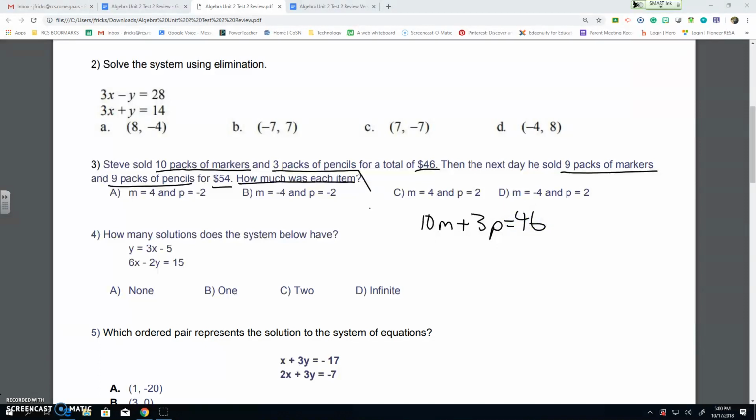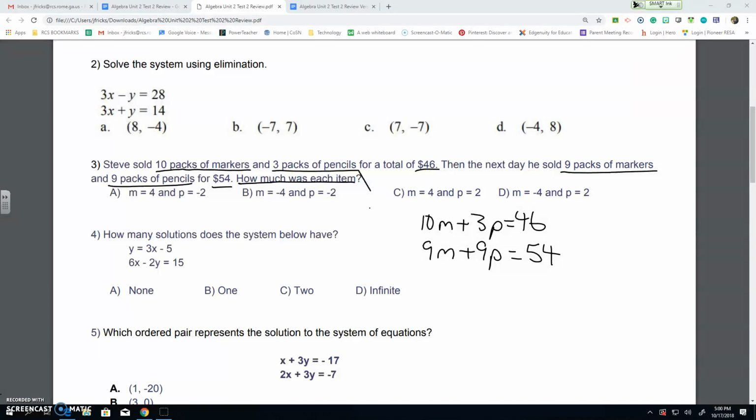The next day, he sold 9 markers and 9 pencils, which totaled to give him 54. So that's how I set up this problem. Now, to actually solve the problem, I have to go through and do some elimination method here.